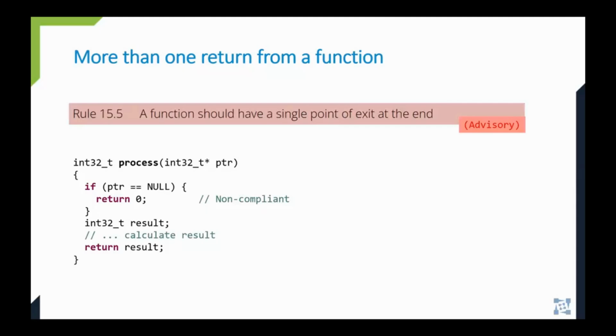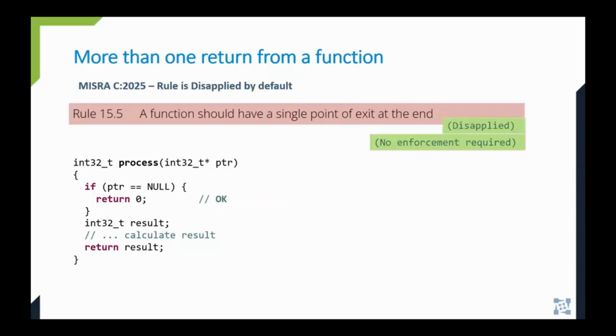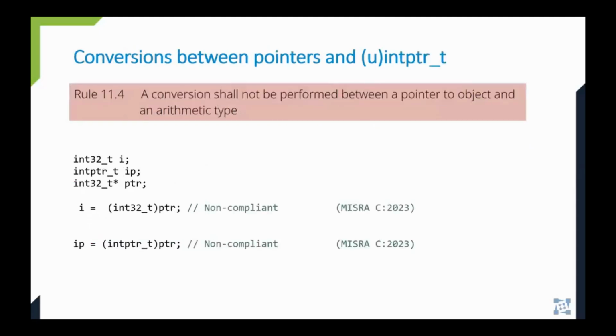Yet, there were voices against that, as it turned out that some organizations still would like to be able to enforce this rule as a part of their MISRA compliance process. That's why the rule remained in the MISRA C 2025 document, but as a disapplied rule, which means that the enforcement is not required unless a project decides otherwise through the guideline recategorization plan.